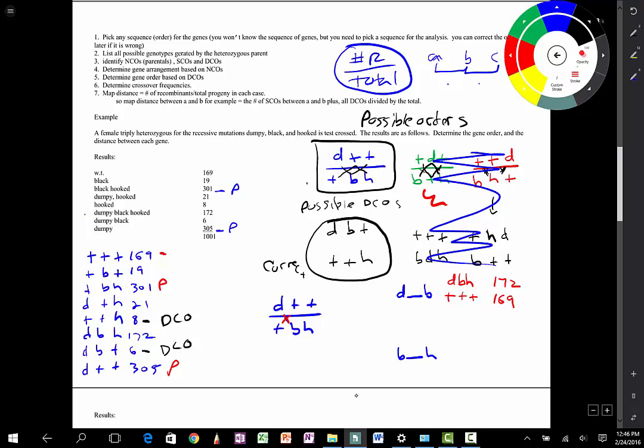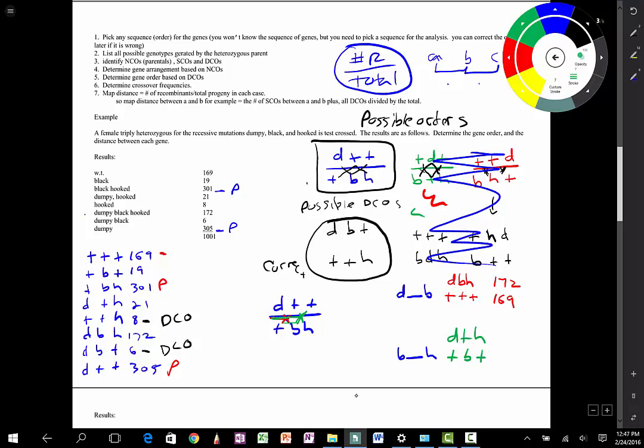If we had a single crossover between B and H, so now we're going to cross over here. Now D plus and H go together, and plus and B are together. But then it crosses up there and gets a plus, so it'll be plus B plus. So D plus H is dumpy hooked.